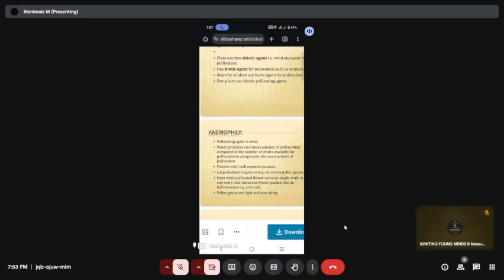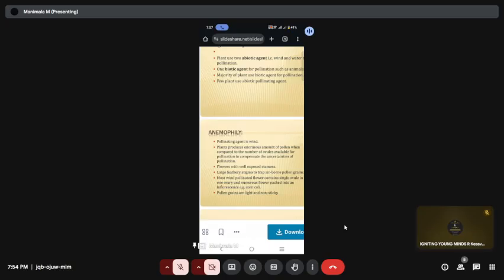How the pollination takes place and what characteristics the particular plant should have, that is what we are going to discuss. First we are going with wind pollination, how it takes place. Pollination by wind is called wind pollination, or anemophily, and it is non-directional.